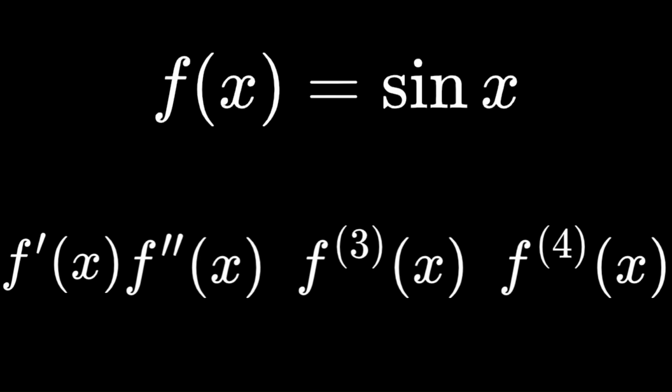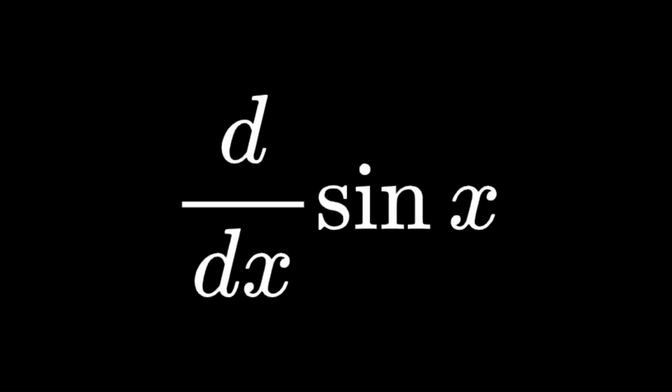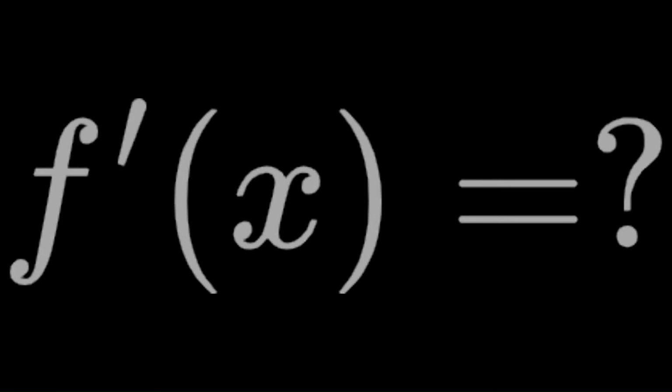Let's look at the derivatives of sine. And for the sake of simplicity, let's focus on the first derivative. Most calculus students probably know by heart that the derivative of sine is cosine. But why is that true?